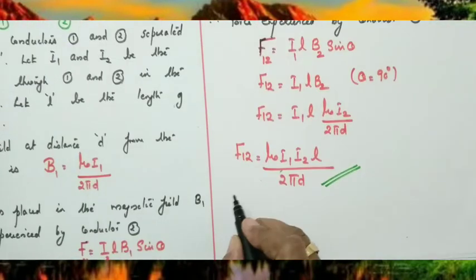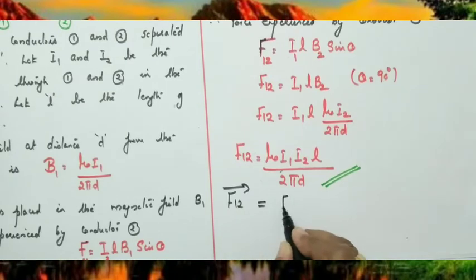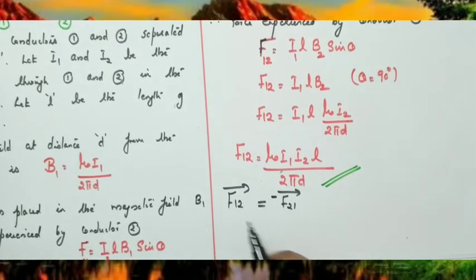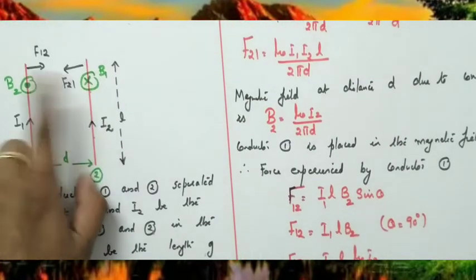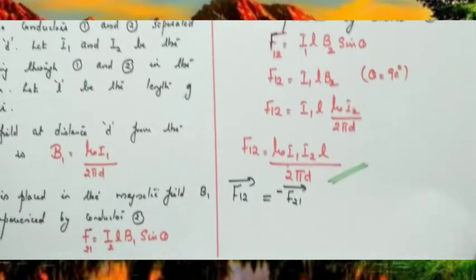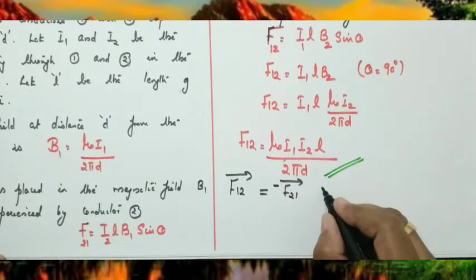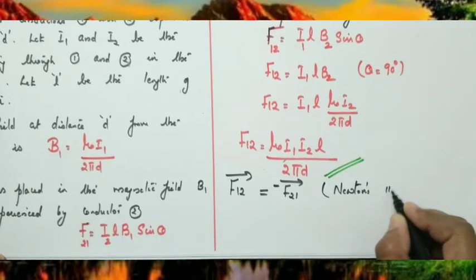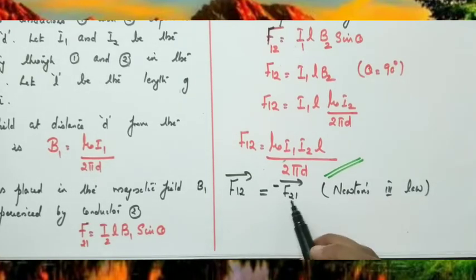Therefore we can write vector F12 and vector F21 are equal and opposite. Magnitude wise both are equal, but direction wise, from Fleming's left hand rule, both are in opposite directions. Therefore we can write vector F12 is equal to minus vector F21. And what is this law called? This is Newton's third law. F12 and F21 are equal and opposite. This is Newton's third law.